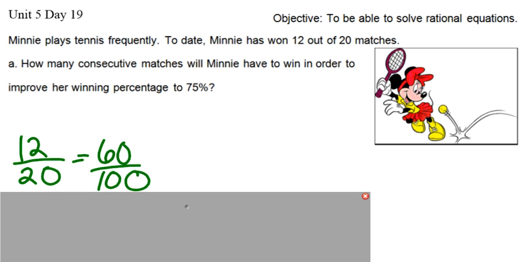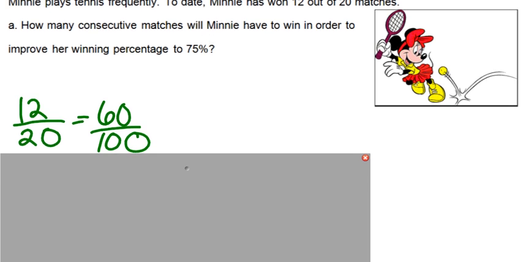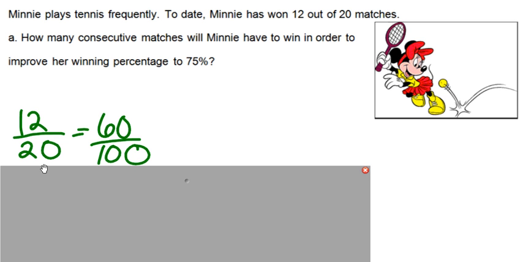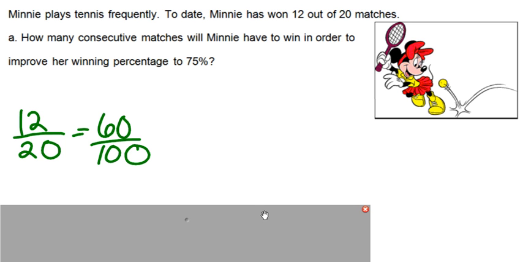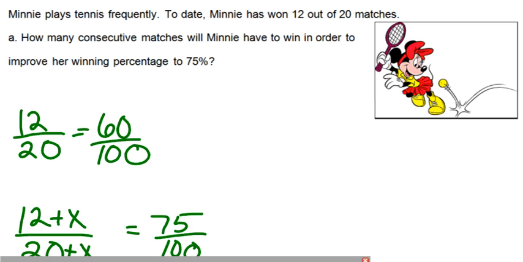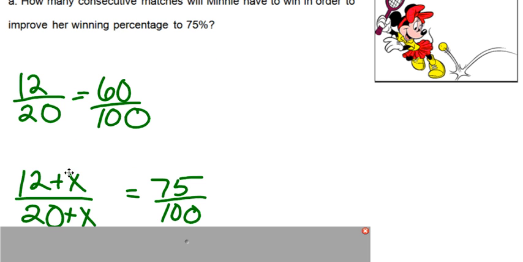So if she's going to win more matches, that means she's playing more matches. So as she plays, the total number of games she plays will increase, as well as the total number of winnings, hopefully, should also increase. Well, to show how we could represent that, we're going to be adding games to the 12 and the 20, and we want to end up with a 75% win rate. So again, here's how we're playing the games, how we want to add to the winnings, hopefully, but you're always adding to the total. And then this is the percentage that we want to end up with.